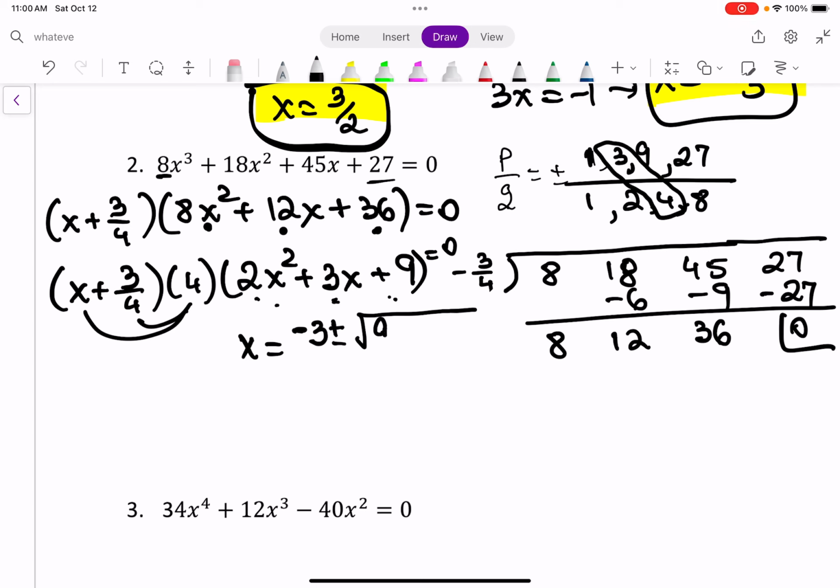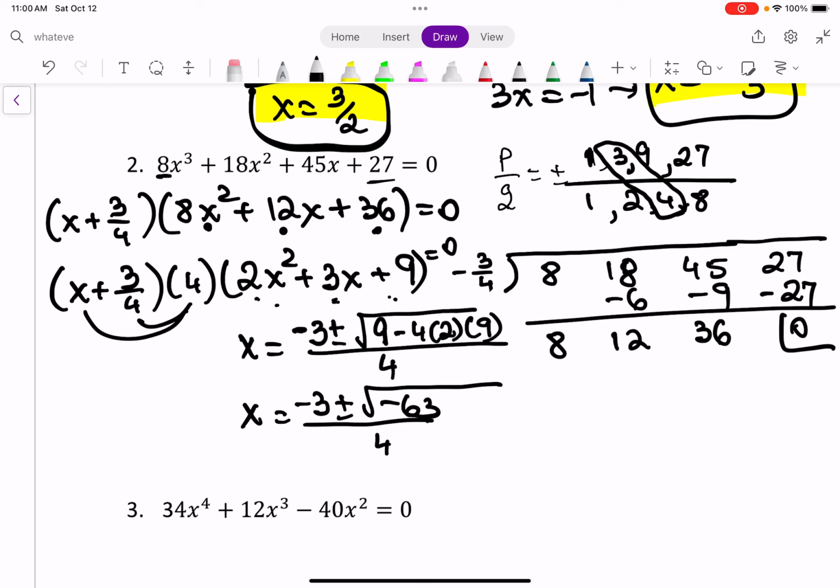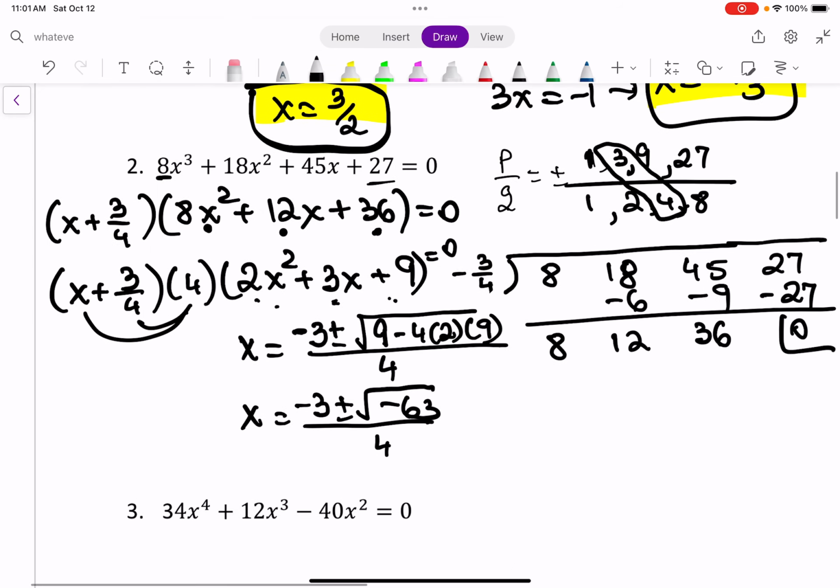So negative b plus or minus the square root of b squared minus 4 times a times c, all over 2 times a, which is 2. So that's going to be negative 3 plus or minus the square root of, so I have to see what, 9 minus, that's an 8 times 9, so 72, so that's a negative 63, over 4. I'll make this shorter. So again, that's negative 3 plus or minus i square root of 63 over 4.